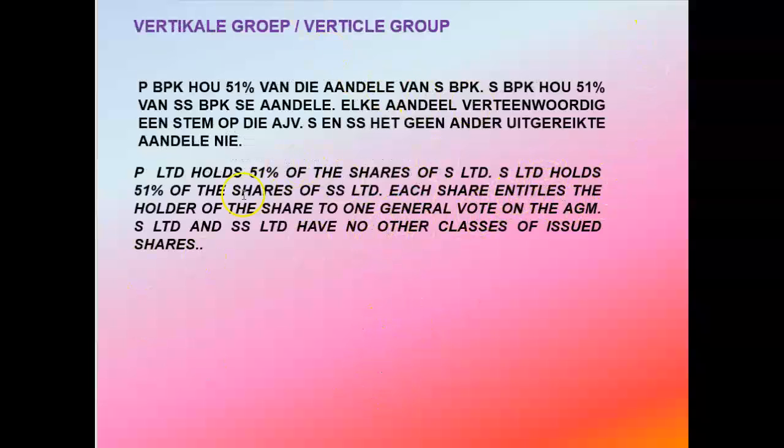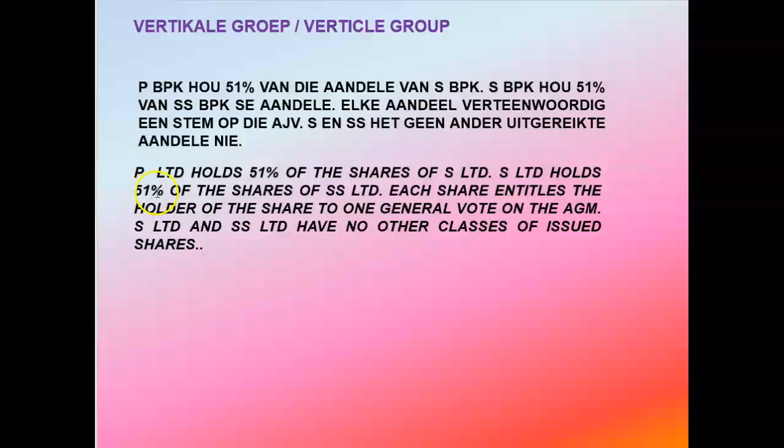Now, Vertical Group says P holds 51% of the shares of S Limited. S Limited holds 51% of the shares of SS Limited. Each share entitles the holder of the share to one general vote at the AGM. S Limited and SS Limited have no other classes of issued shares. Now, who is who in this whole thing?